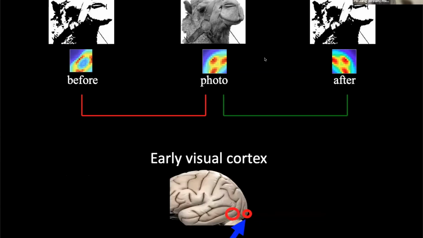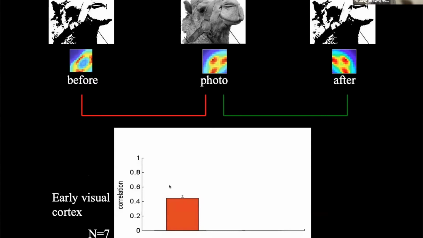And now how about early visual area? You can see that the red bar here represents the correlation between before and photo, and the green bar here represents the correlation between after and photo. And once again, you can see that the correlation between after and photo is significantly greater than the correlation between before and photo. So once again, it shows that after you know the interpretation of this picture, the neural activation pattern in early visual area will change and become more as if you're looking at the grayscale photo of that picture.